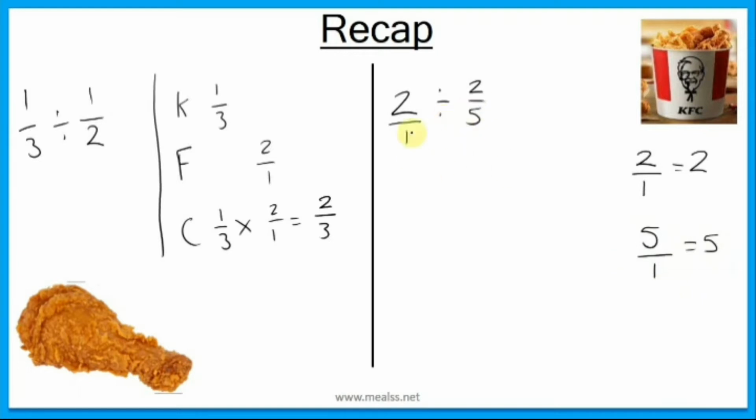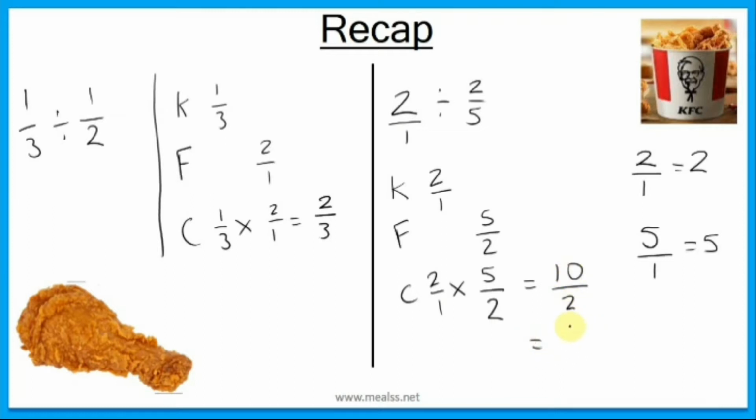So using that logic, if we do the same thing again, now for the first 2 examples, I'm going to write it out, but after that, I'm not. So 2/1, that keeps the same. Flip the second one, so it becomes 5/2, and we change the sign to multiply. So that becomes 2/1 multiplied by 5/2, which gives us an answer of 10/2, which is simplified to 5.